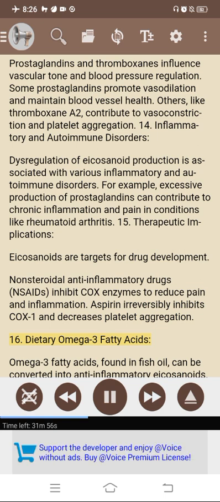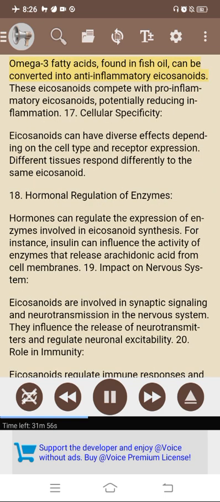16. Dietary omega-3 fatty acids. Omega-3 fatty acids, found in fish oil, can be converted into anti-inflammatory eicosanoids. These eicosanoids compete with pro-inflammatory eicosanoids, potentially reducing inflammation.